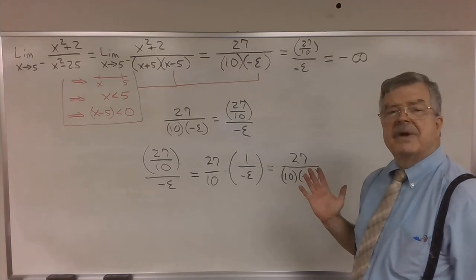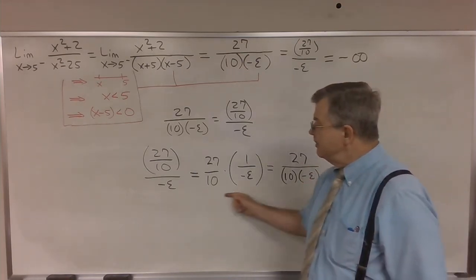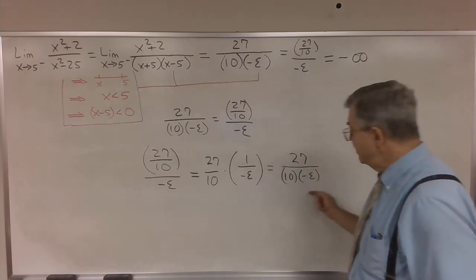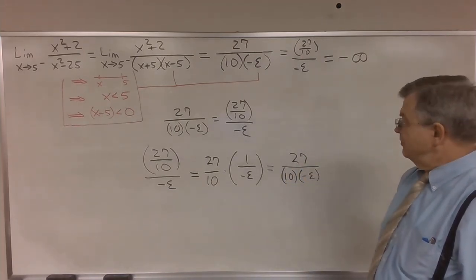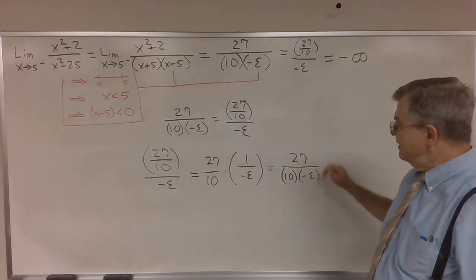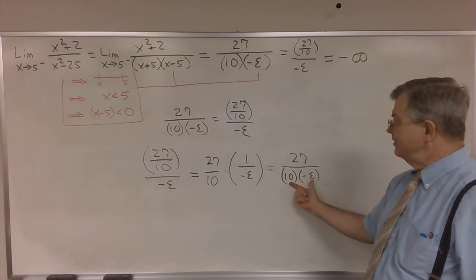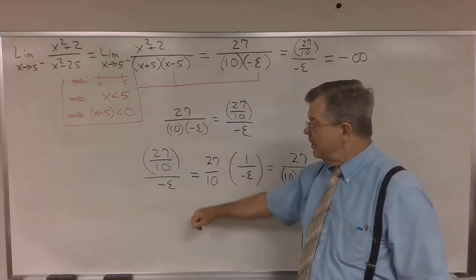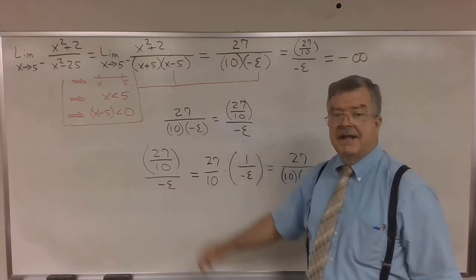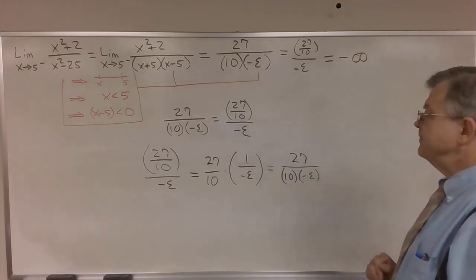But this is an equation. It's a two-way street. So we can also go this direction. We can also go right to left. And so it's also true that 27 divided by 10 times negative epsilon is the same as 27 over 10 quantity divided by negative epsilon. So that's how I'll justify that.